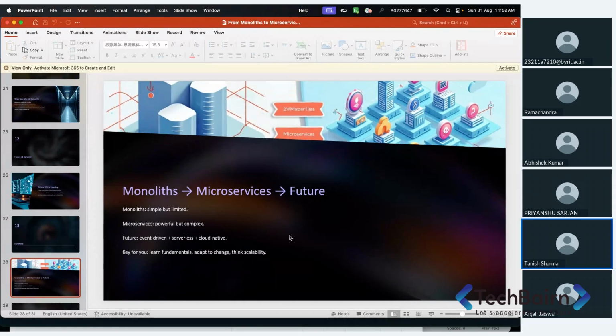Okay, and after that we talked about the future enhancement that will be coming within 5 to 10 years, you can say. That would be event driven systems plus serverless microservices with cloud native infrastructure. Okay, so event driven systems would be there so that millions of requests would scale up within seconds.